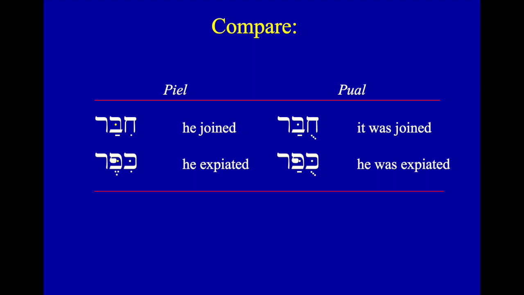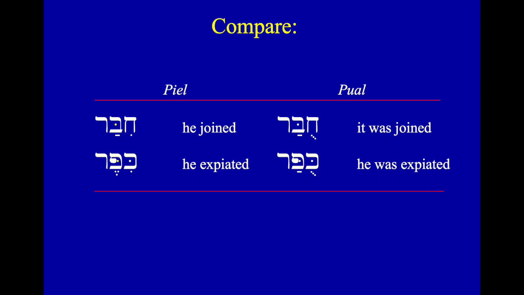So here's a couple of different examples in the Piel, and then those same exact examples in the Pual. So things can show up in the Pual perfect, in the Pual imperfect, in the Pual participle, in Pual imperatives or infinitive constructs. Those are really rare because it's a strange thing, and they tend to be a few distinctive roots that get put into this pattern. But in any event, here's some examples here.